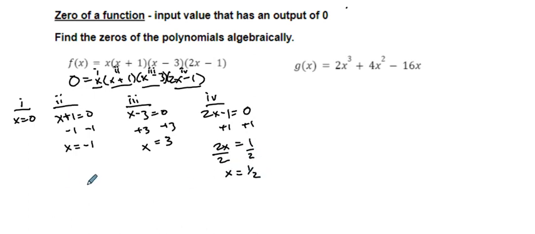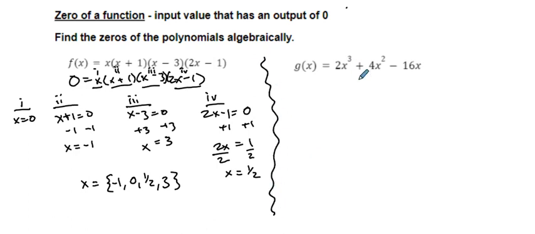And so my solutions to this are this set right here. I've got -1, 0, 1/2, and 3. I just put these numerically in order from left to right so that we can see these. All right, and now this one is more of a recent one.